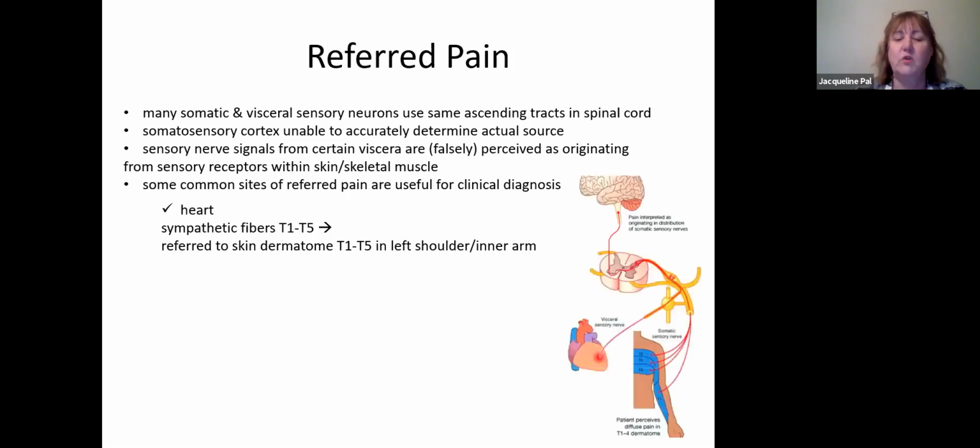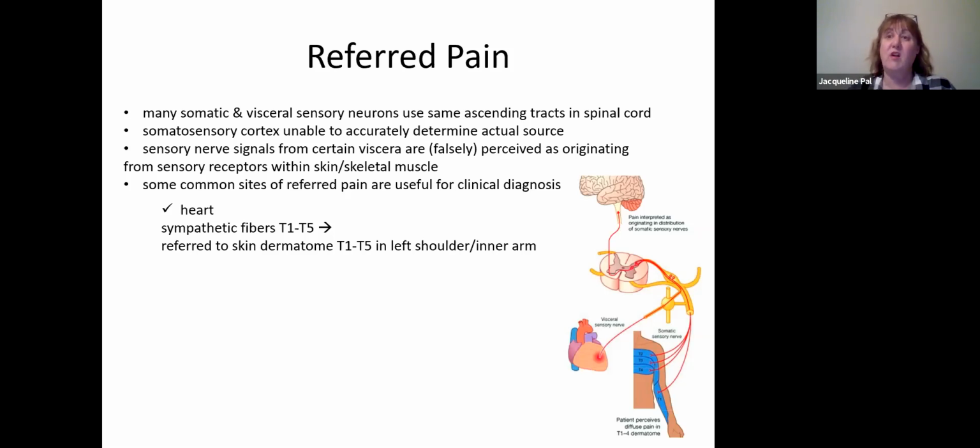And the first one is the heart. And so here's the picture of how this works. If we look at the heart, it has autonomic nervous system stimulation. It has sympathetic and parasympathetic fibers. And the sympathetic fibers will travel up to the brain through the spinal cord, entering from T1 through T5. Now, also the skin dermatomes from T1 through T5 travel at the same time. And so the pain can be referred back to the skin dermatome T1 through T5, which is going to be in the general shoulder and inner arm area.